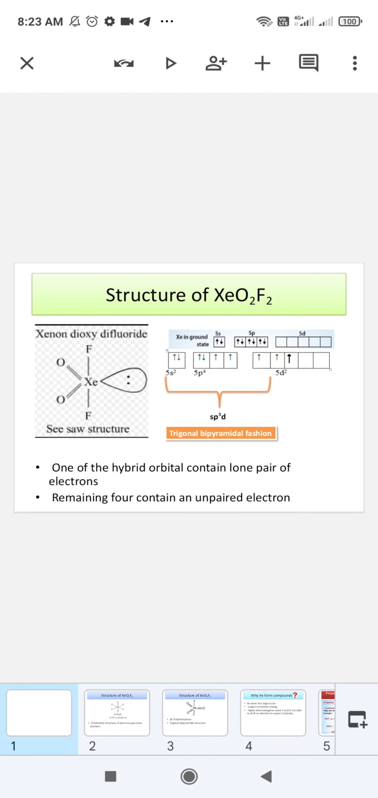They are arranged axially, and the remaining 2 of the hybrid orbitals form the sigma bond with oxygen, and the 2 vacant d orbitals, which are not involved in the hybridization, form sidewise overlapping with the p orbital of the oxygen to form the multiple pi bonds. So the actual structure of XeO2F2, if you are ignoring the lone pair of electrons, is a seesaw structure.